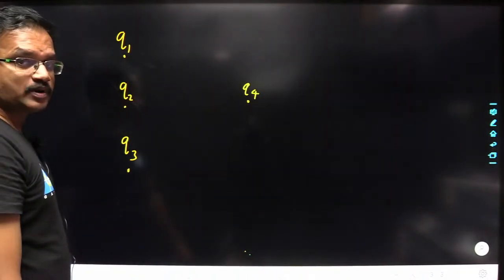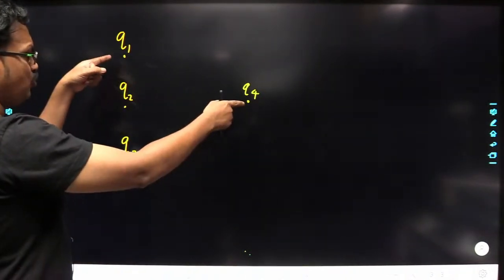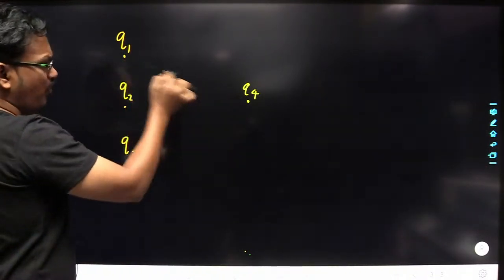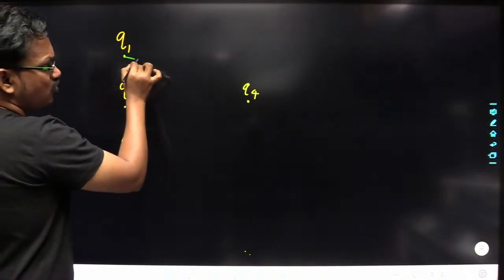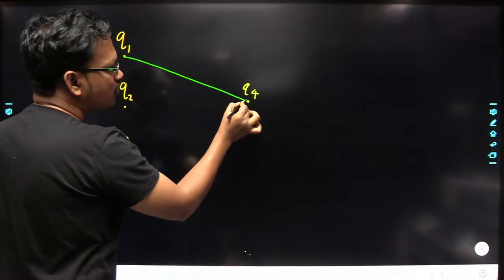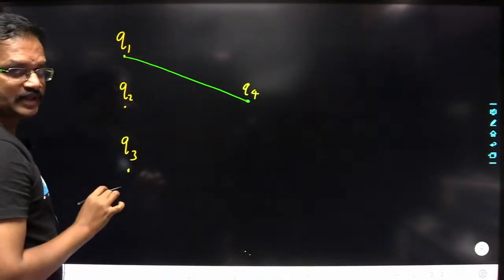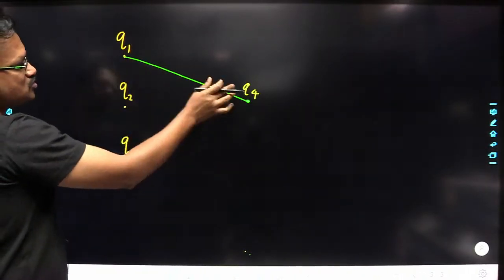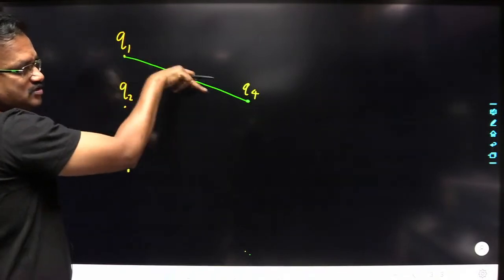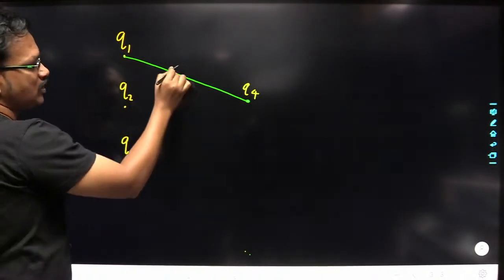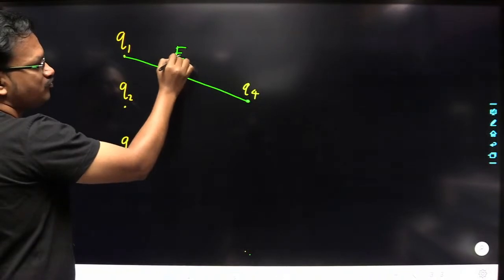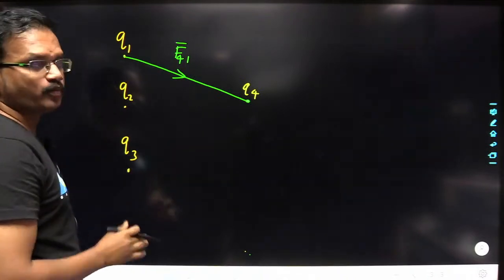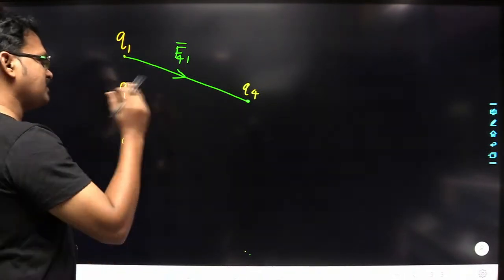So what do you mean by superposition principle? Take any 2 point charges at a time and calculate the force. Take these 2 point charges here and determine the force on 4 due to 1. Since both are of the same polarity, it is going to experience the force in this direction, that is away from Q1. So this is the force on 4 due to 1. We know how to calculate the force between any 2 point charges. Yes or no?